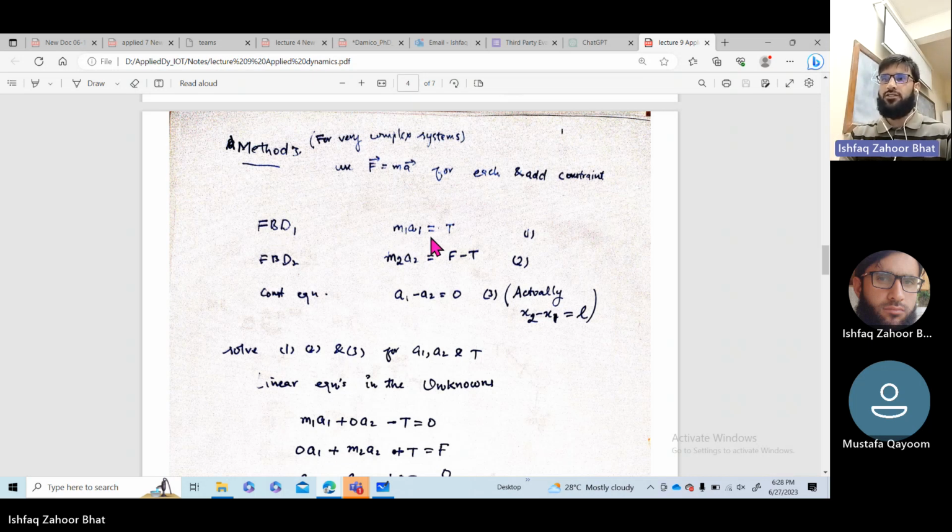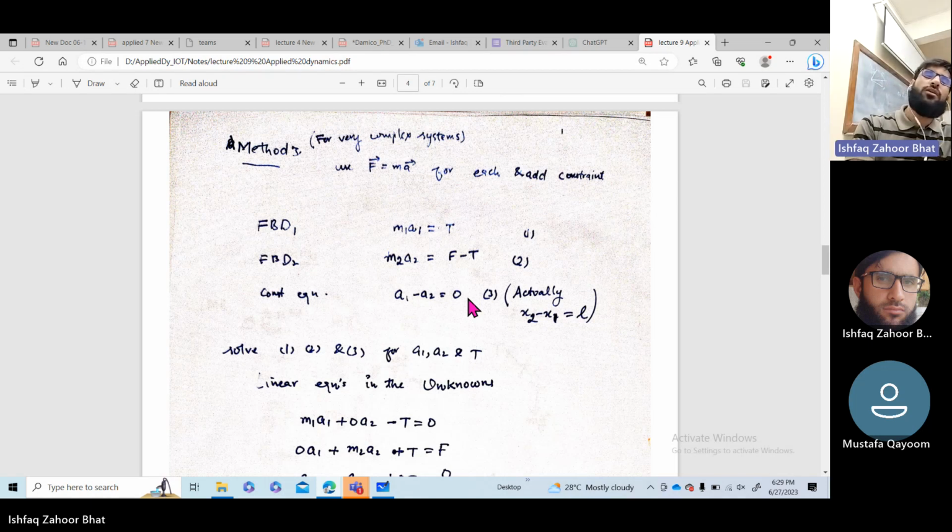So from the FBD of first, we can write m1 times a1 equal to tension. Similarly, for the free body diagram of the second object, we can write mass m2 times a2 is equal to the net external force, and for that the net external force is F minus T. Is it okay? Are you following me? Okay. So the constraint equation we have seen is a1 minus a2 equal to 0.